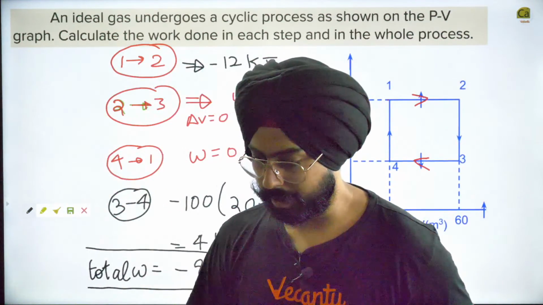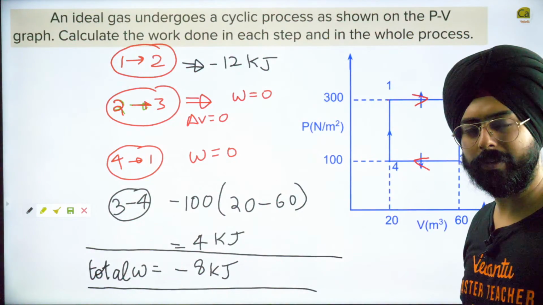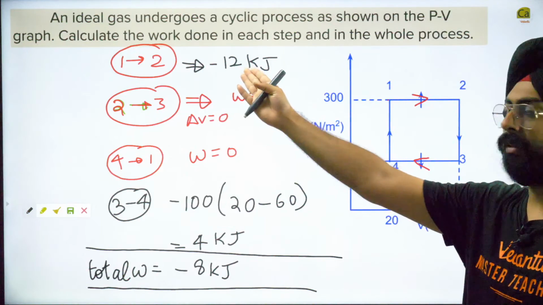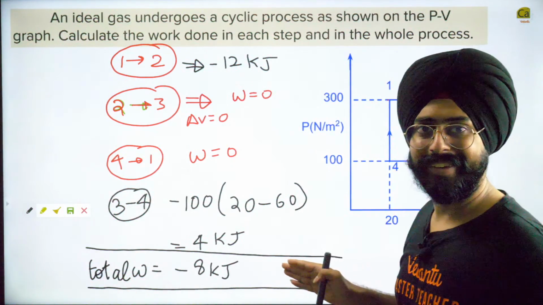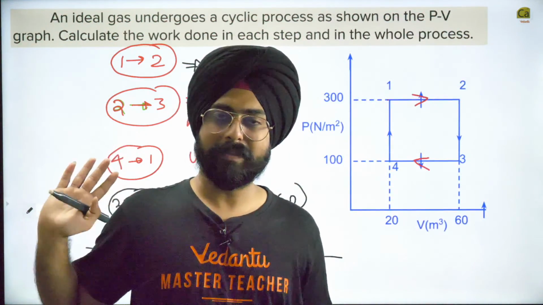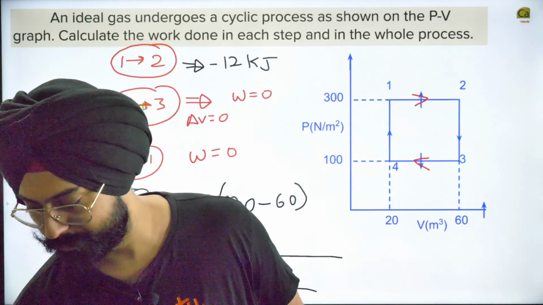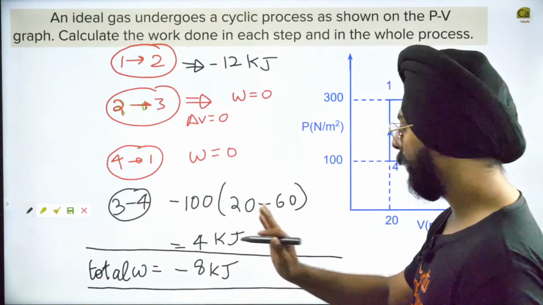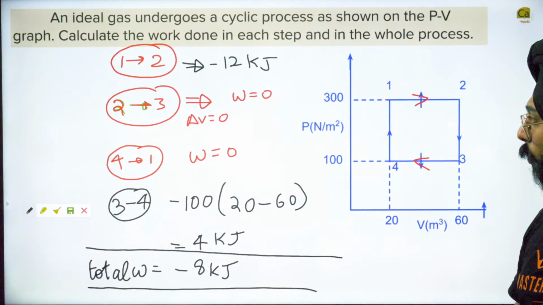Arvind is saying, sir, find area under curve to find work done. That is exactly what we are doing, friend. This is area under the curve. Yeah, you are calculating the area under the curve by doing P delta V. Absolutely. So overall it will come out to be minus 8 kilojoules. Now this is the total work done.